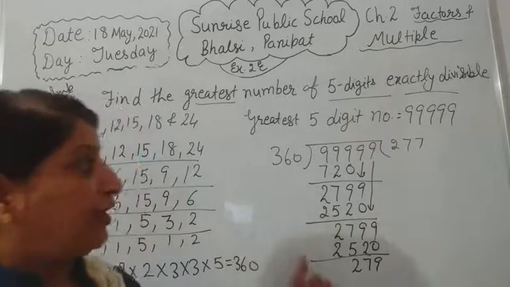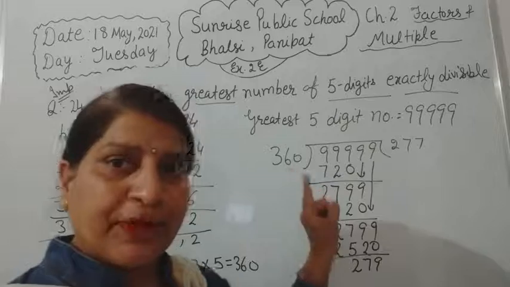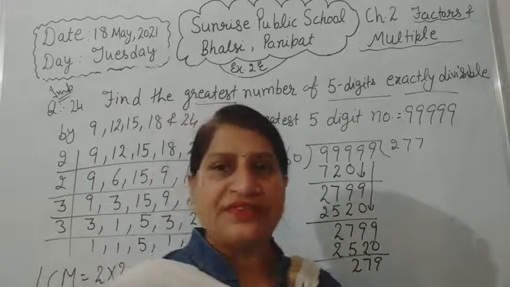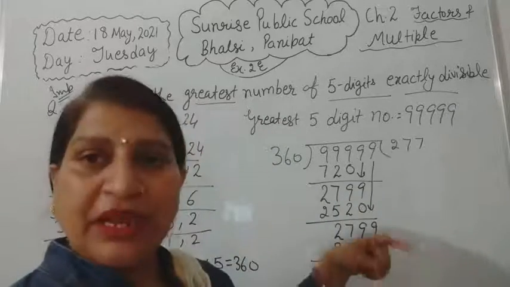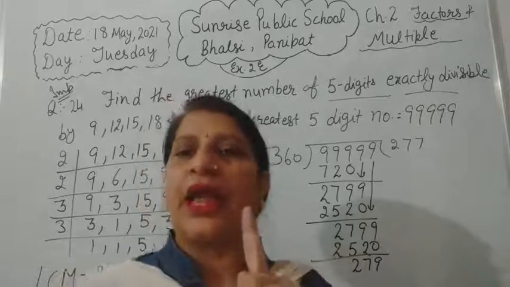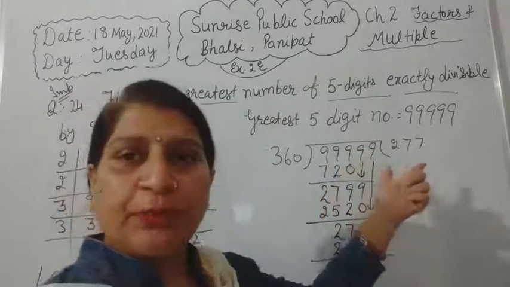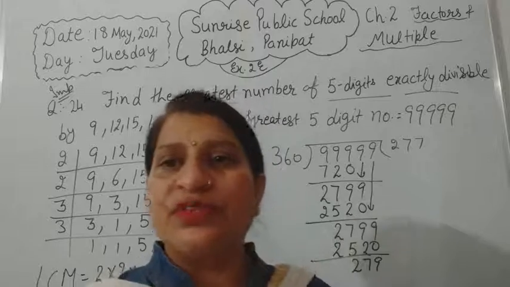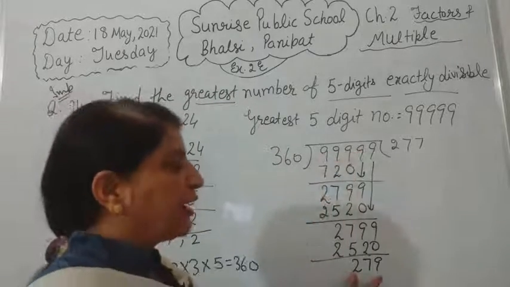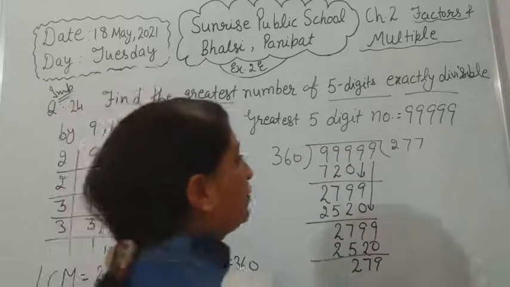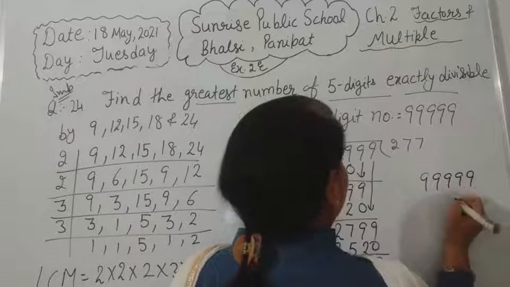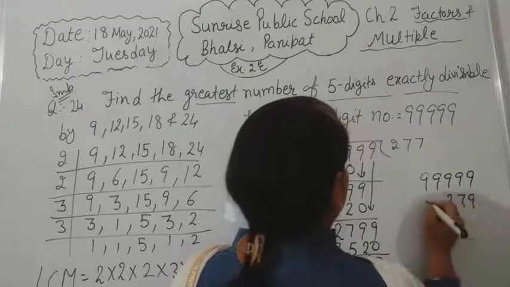Now here we see what the difference is between the previous question and this question. See, in the previous question, for the largest 5 digit number, we had added. If we add even a single 1 to this number, it will no longer be a 5 digit number; this becomes the smallest 6 digit number. So we have to subtract the remainder from this number. So what will we do? From the greatest 5 digit number we will subtract 279.